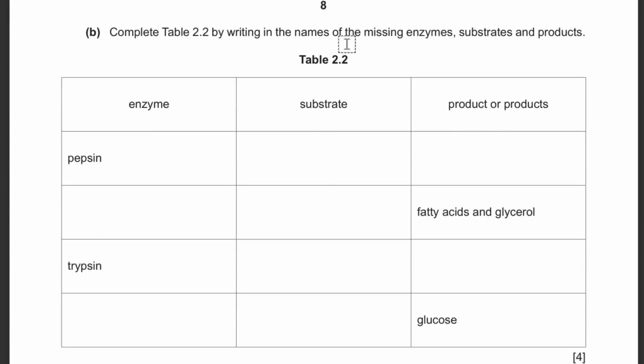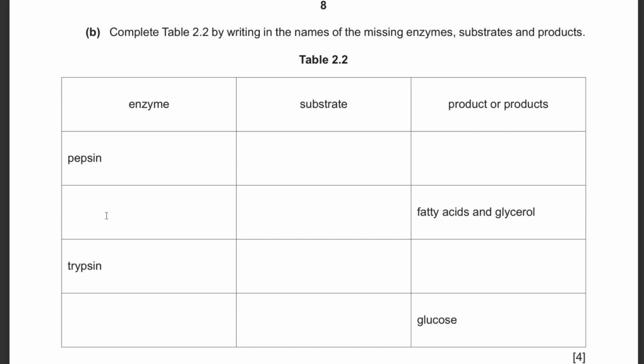Part B says complete table 2.2 by writing in the names of the missing enzymes, substrates and products. This is a very easy part. Enzyme pepsin. So pepsin breaks down proteins into amino acids. Then we have fatty acid and glycerol. So what is the substrate for that? Lipids. Lipids are broken down into fatty acids and glycerol, and lipase is the enzyme.